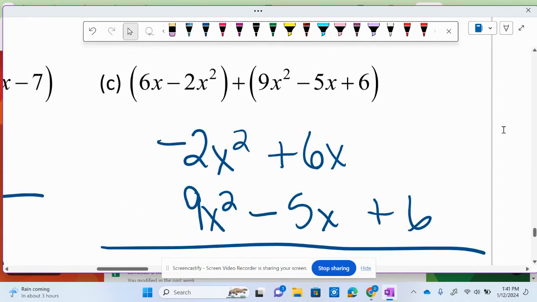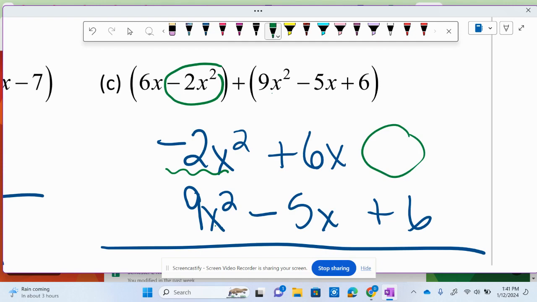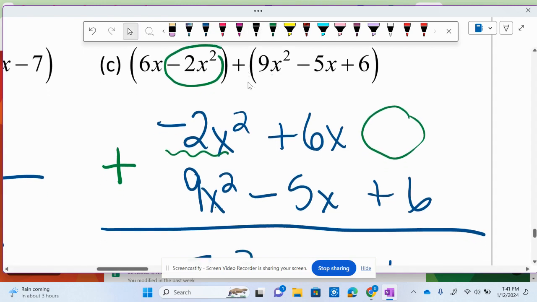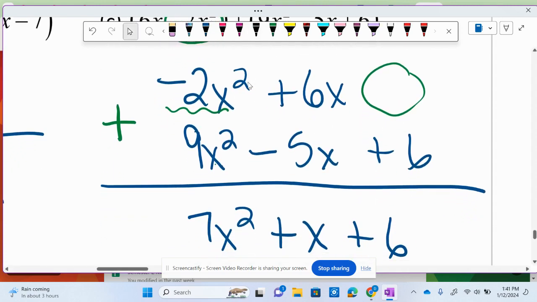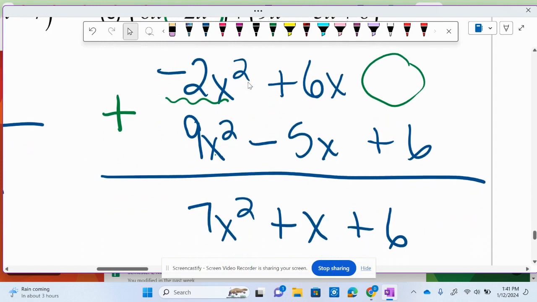So notice on C, when I put this in standard form, I put my negative 2x squared first. Negative 2x squared plus 6x. And then I stacked below it 9x squared, negative 5x. And there's no constant to match up with my positive 6. That's okay. I'm still just adding these together. Negative 2 and positive 9 give me 7. Yep, so 7x squared. Positive 6 and negative 5 give me a positive 1x. There you go, Tyler. And then 6 plus 0 is still 6.